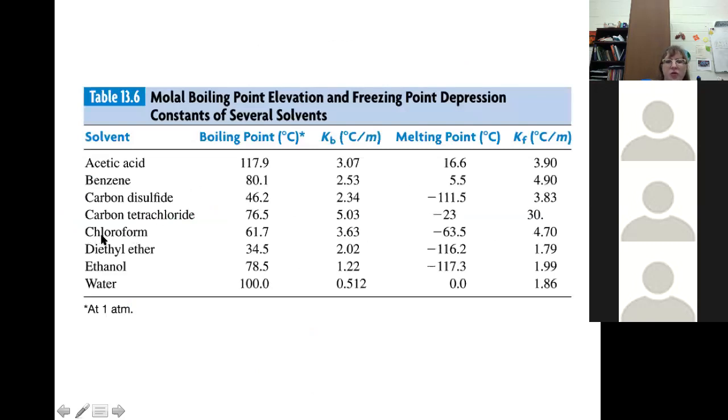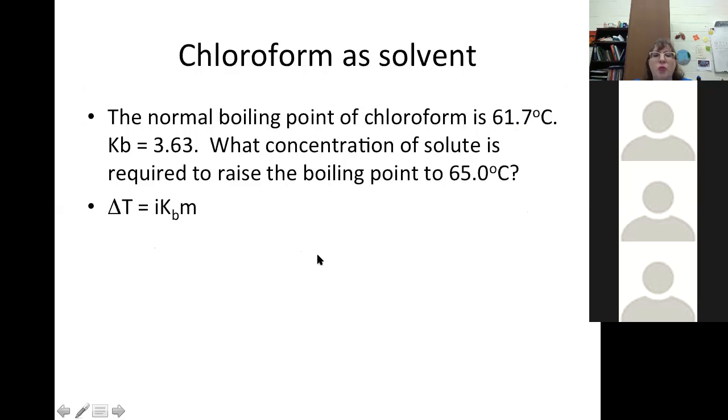Okay, so if we look at chloroform on this chart here, we're going to be paying attention to its boiling point is 61.7 and its Kb is 3.63. So that's how much it changes per molal when we have a solute involved. Now, chloroform is polar, but it doesn't have hydrogen bonding the way that water does. So we're going to have some differences in things that could be dissolved there. So I think I just chose a generic solute. I didn't identify it. All right, so the normal boiling point of chloroform is 61.7 degrees Celsius, and its Kb is 3.63.